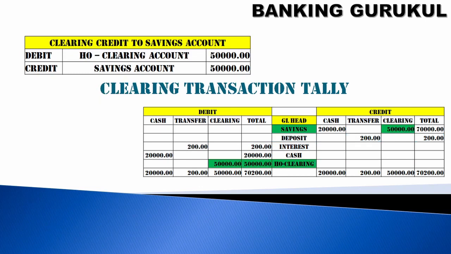Third one, clearing. A savings customer got money from another bank. So the head office clearing account is debited and the savings account is credited. So the clearing transaction is also tallied. 50,000 rupees credit and 50,000 rupees debit, and it is tallied, the clearing sub head also.